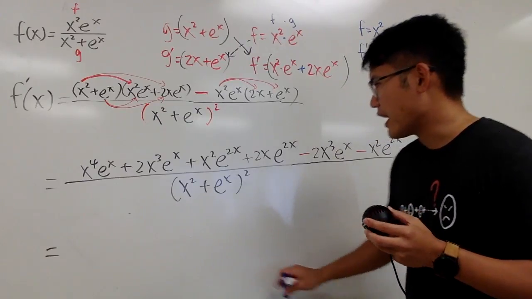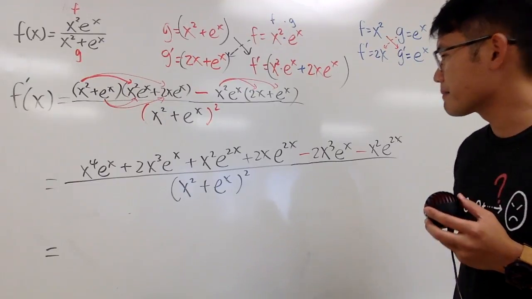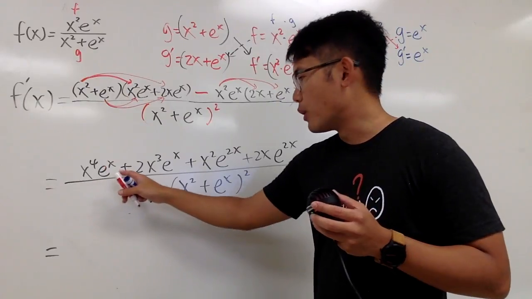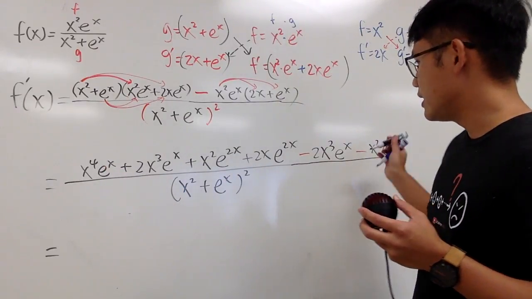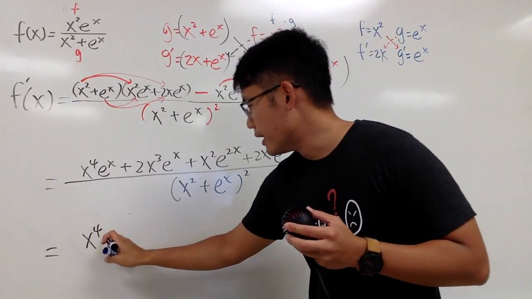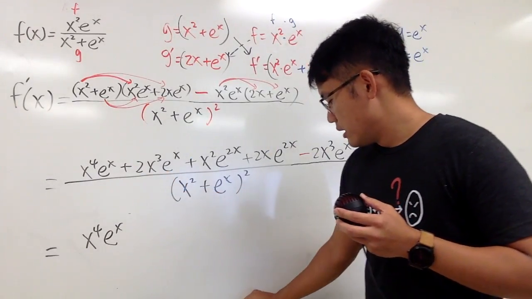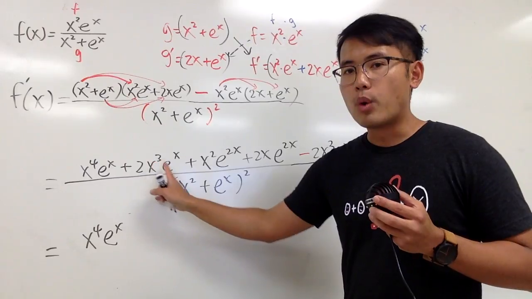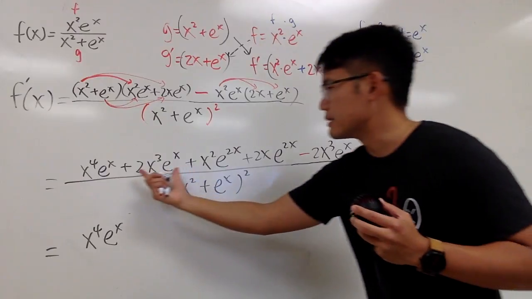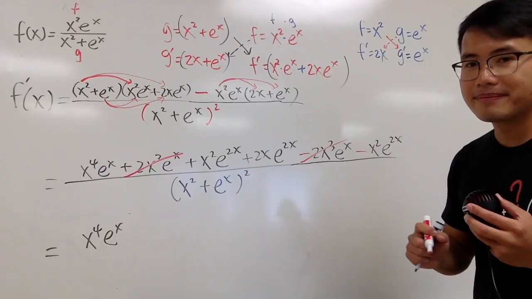Anyway, let's investigate. Are there any terms on the top that we can combine? Let's see. I think this is by itself. X to the fourth power times e to the x is by itself, right? Because I don't see any other x to the fourth power. Let me put that down right here, and then e to the x. And then let's see, I have here 2x to the third power e to the x, and this is also 2x to the third power e to the x. But this is positive, that's negative, so they cancel each other out nicely.